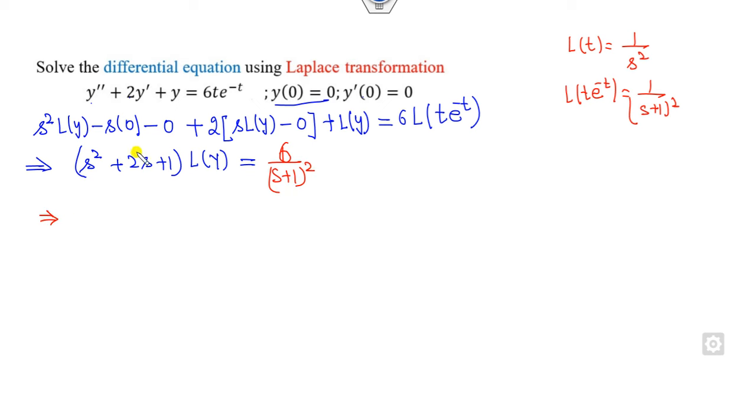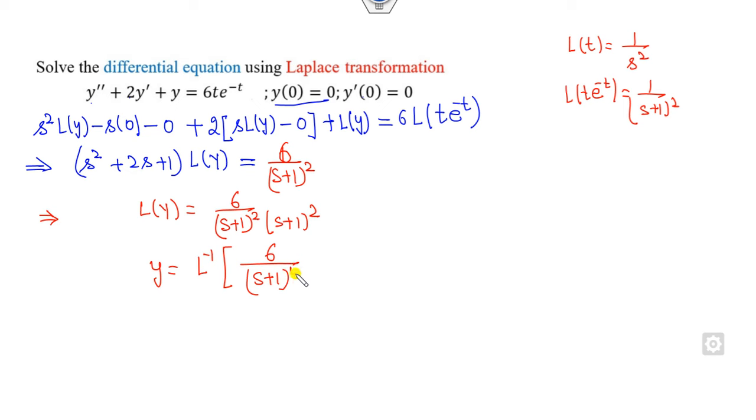Now I can find the value of L of y. It is 6 over (s plus 1) whole square. And what is that? This is again (s plus 1) whole square. So y will be Laplace inverse of 6 over (s plus 1) whole power 4. So can you find the inverse of this? I can use the first shifting theorem: e raised to power minus t times 6 over s raised to power 4.